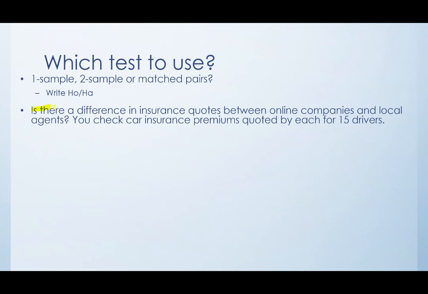All right, so that looks like a question to me, right? And so this says that we check car insurance premiums quoted by online companies and local agents for 15 drivers. So that means we have 2 quotes for each driver, right? So we've got 2 quotes for each driver. That means we have 2 sets of measurements on 1 set of individuals. And anytime that happens, it is matched pairs, right? So we're talking about matched pairs design.